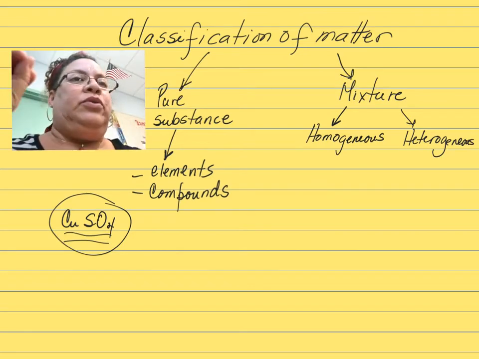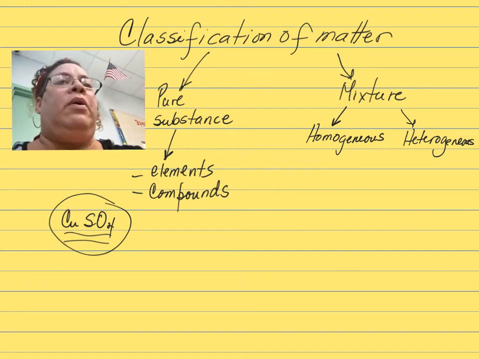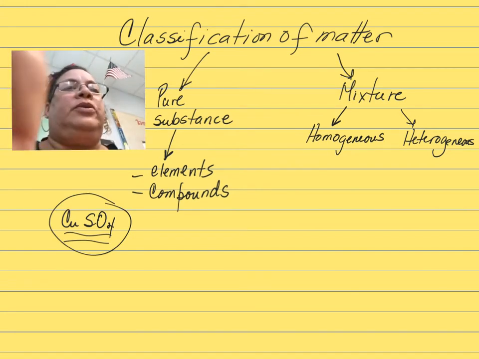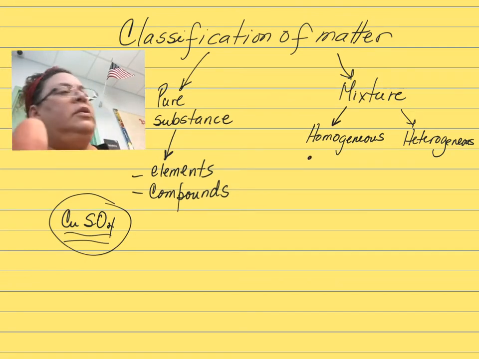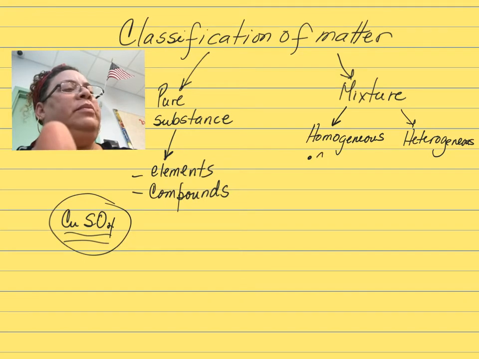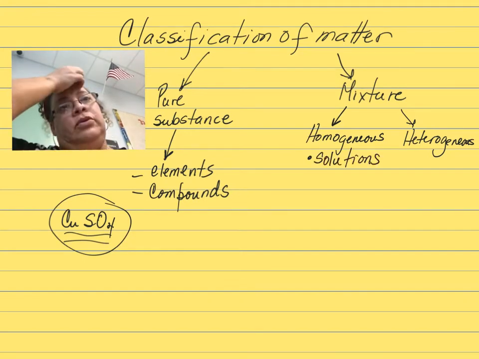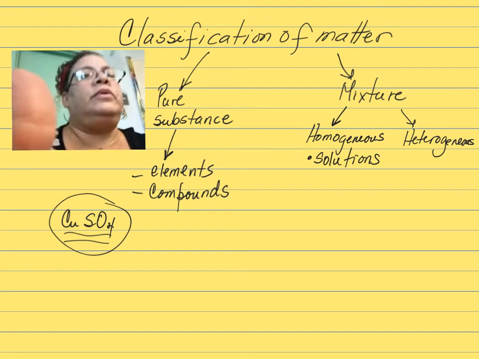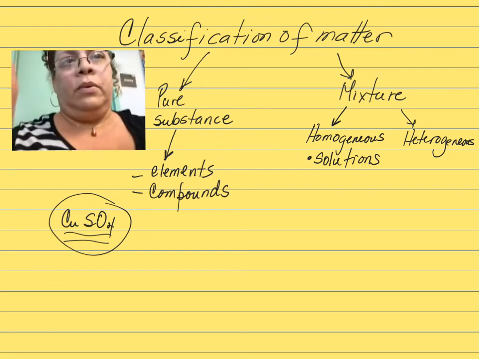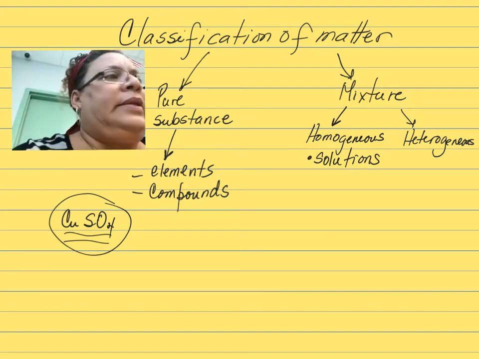You were in my physical science class, so you learned about all of this. Homogeneous mixture: are you going to be able to see the difference between the components? No. An example of a homogeneous mixture is a solution. You have solutions, like salt and water. Are you going to be able to see the difference between the salt and the water? You're not going to be able to see the difference, so consequently you have a solution. Questions about that?